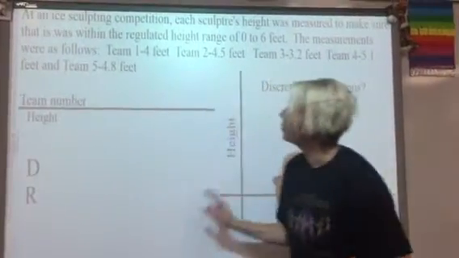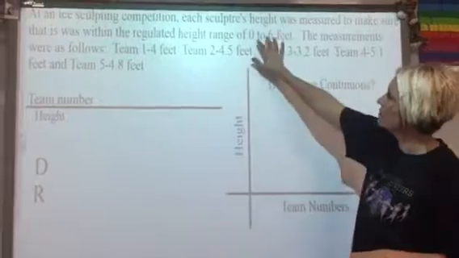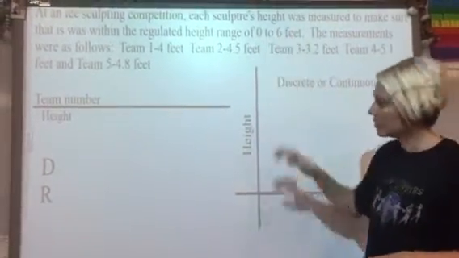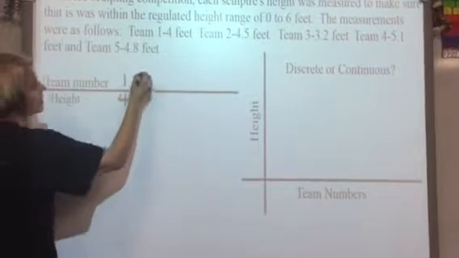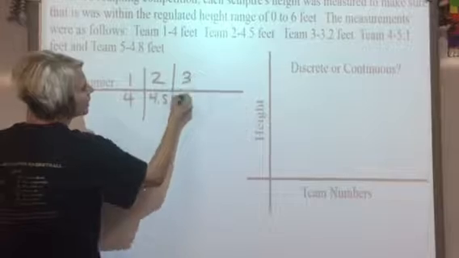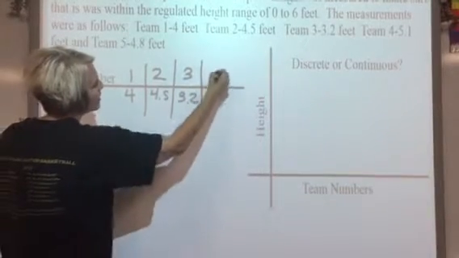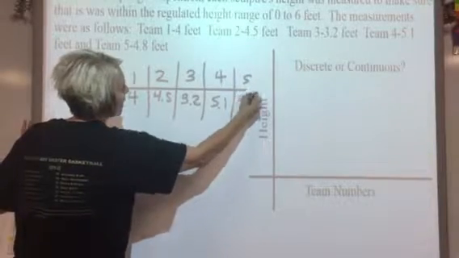An ice sculpting competition, each sculpture's height was measured to make sure that it is within regulated height range of 0 to 6 feet. So the measurements were as follows. Team 1 had 4 feet. Team 2 had 4.5 feet. Team 3 had 3.2 feet. Team 4 had 5.1 feet, and Team 5 had 4.8 feet.